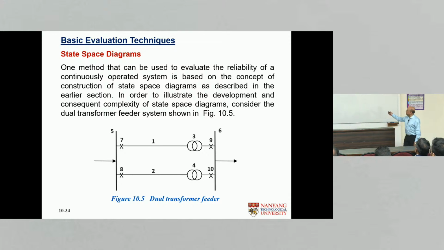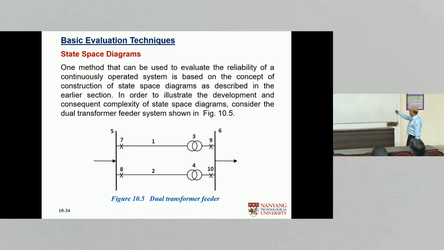So the first one, we can use state space diagrams, yeah, Markov models if you like, which we did not study in detail, but it is easy to see from this particular example. So for example, I've got a ring network like this. There is power here and there is output being taken here, and there are two feeders, there are breakers 7, 8, 9, 10, there are two bus bars number 5 and 6, and there are two transmission lines number 1 and 2, two transformers number 3 and 4. Quite a practical ring network, so to speak, a dual transformer feeder as we call it.